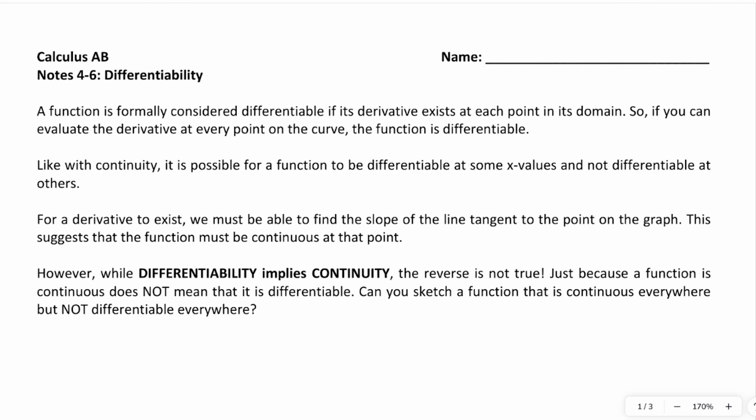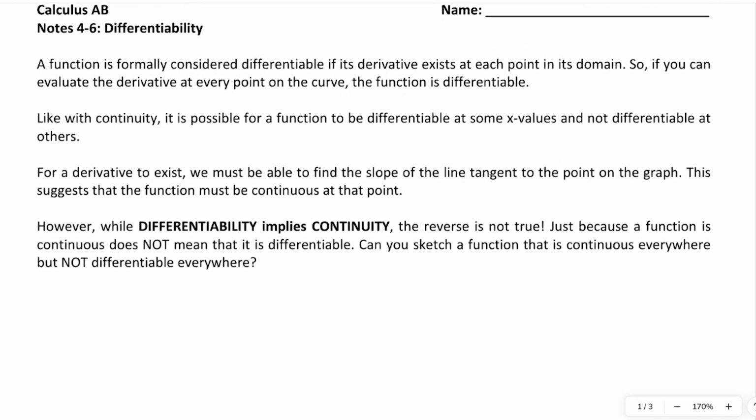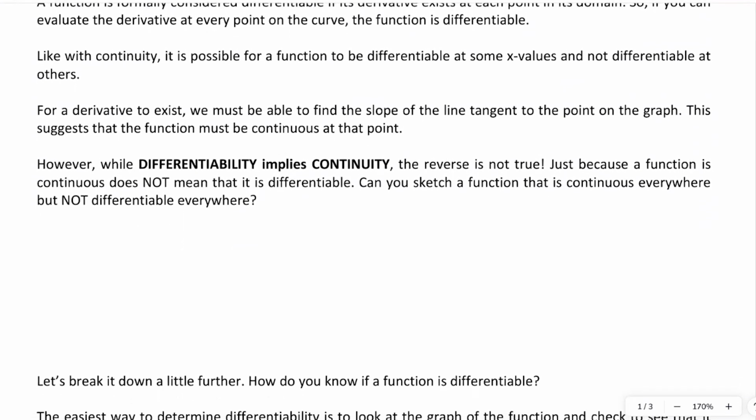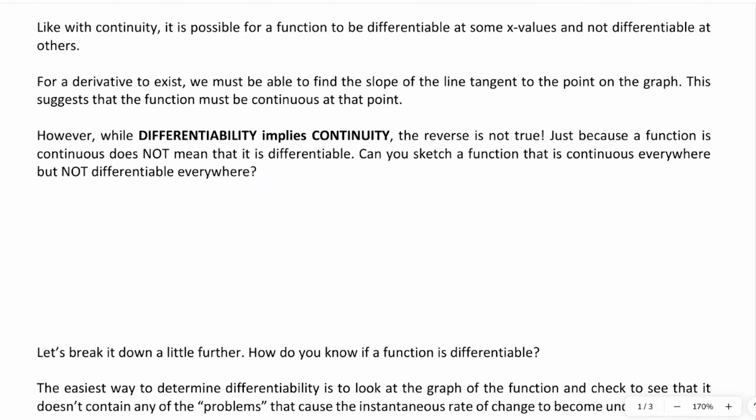But I really want to make sure you understand that there is a difference between being differentiable and being continuous. Since you have to be able to find the slope at a given point for it to be differentiable, we can rest assured that if it's differentiable, it is continuous. Differentiability implies continuity. This is a really important point to make.